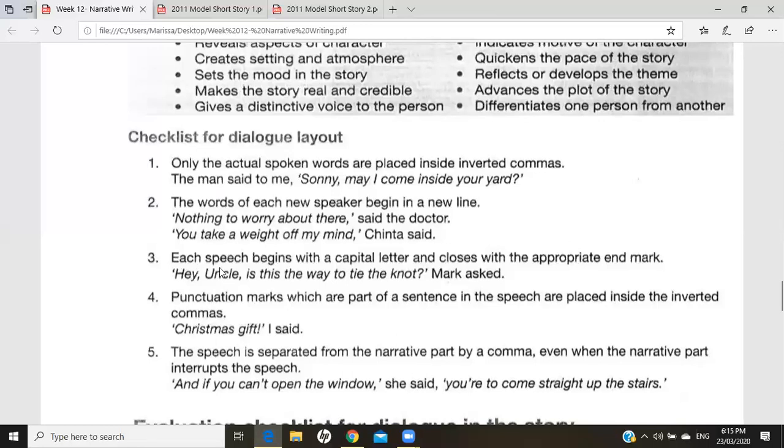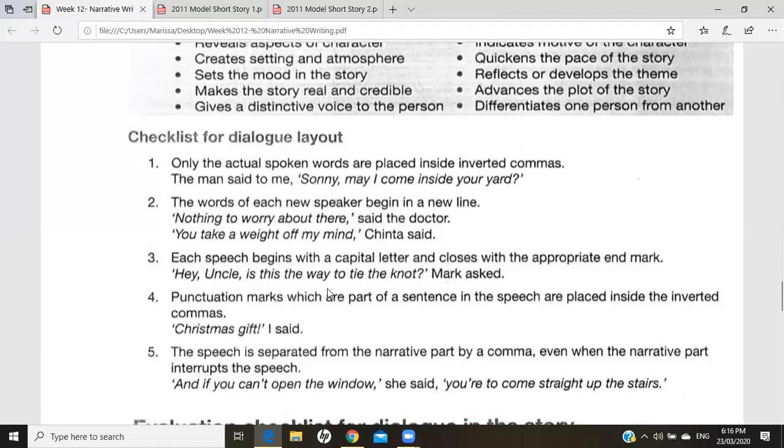Number 3, each speech begins with a capital letter and closes with the appropriate end mark. Whenever you are quoting what someone says, the very beginning must begin with a capital letter. So for example, open quotation mark, "Hey uncle, is this the way to tie the knot?" Question mark, close inverted commas, Mark asked, full stop.